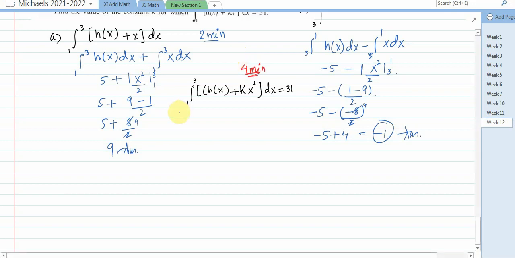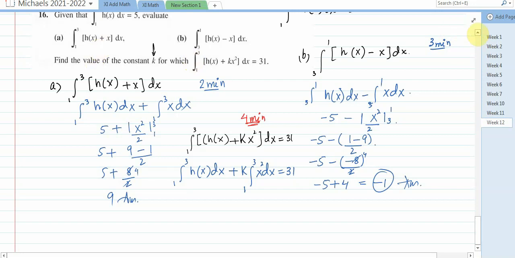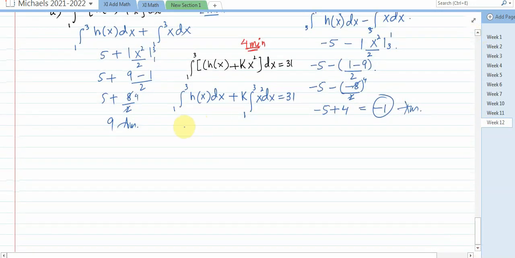Alright, so firstly I need to multiply the sign of integration. So that will be the integral from 1 to 3 of h of x dx plus k times the integral from 1 to 3 of x square dx is equal to 31. That is my first step. From 1 to 3, the value we have is 5. So we are going to place the value here. It's 5 plus k times the integral of x square, which is x cube divided by 3, with the limits from 1 to 3. On the right side, it's 31.